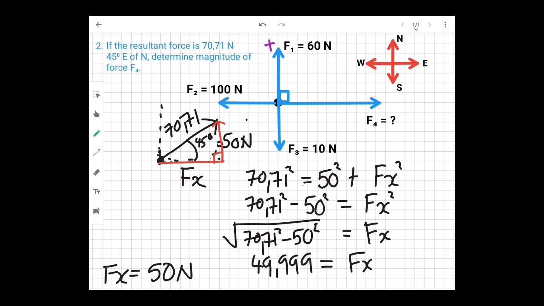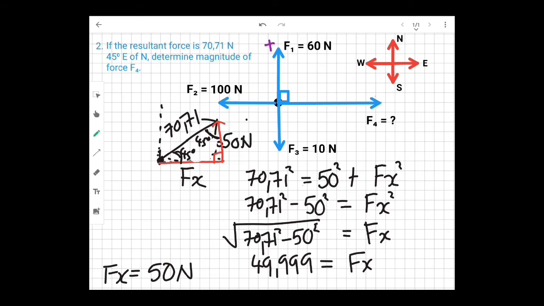Which actually makes sense if you think about it. If this side is 50 and this angle is 45, if one of the angles in a right angled triangle is 45 degrees, it simply means that it is an isosceles right angled triangle. If this angle here is 45, that angle there must also be 45. Which means the sides opposite those equal angles must be equal. So Fx must also be 50.